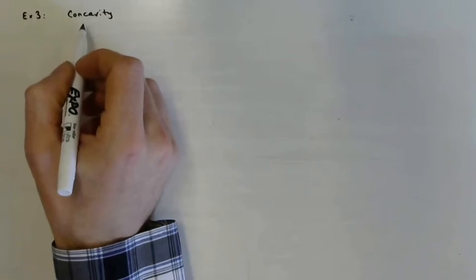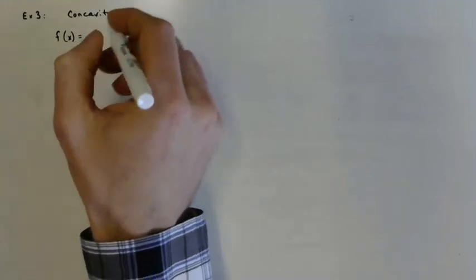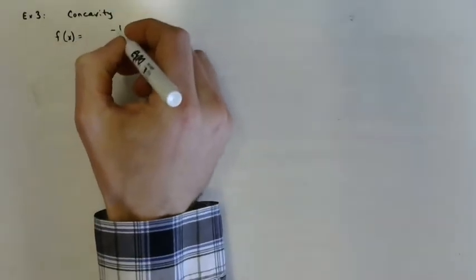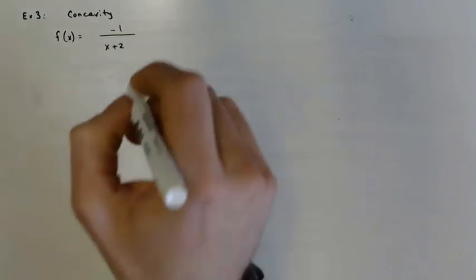Example 3 deals with concavity of rational functions. So when you hear concavity, it's either concave up or concave down, or there's a change, or it's the same over the whole thing, but either way you're looking for the second derivative then. So the function that they give us, f of x, is, in the numerator, -1, and the denominator is x plus 2. So we're going to search for intervals of concavity and then sketch.